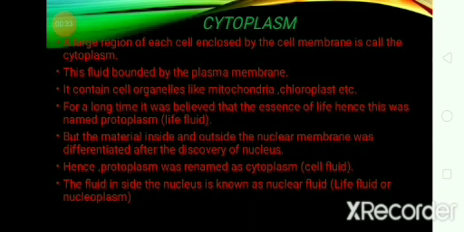It is similar to a watermelon. In a watermelon, the red colored pulp resembles the cytoplasm and the seeds resemble the organelles. For a long time, it was believed to be the essence of life, hence it was named protoplasm. But the material inside and outside the nuclear membrane was differentiated after the discovery of the nucleus. Hence, protoplasm was renamed as cytoplasm. The fluid inside the nucleus is known as nuclear fluid.